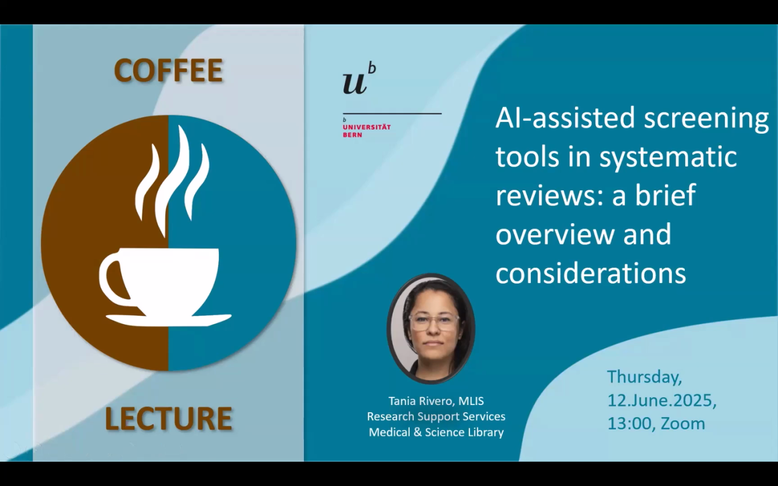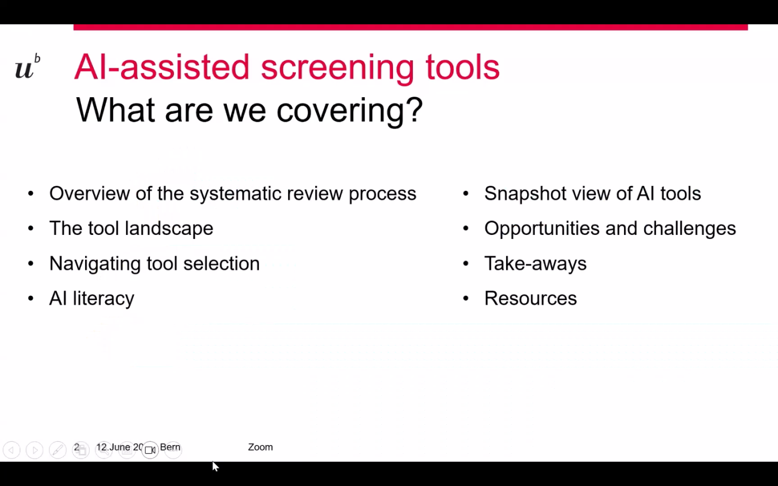The topic is AI-assisted screening tools and systematic reviews: a brief overview and considerations. What we'll be covering today: we'll go over the systematic review process, take a look at the tool landscape, how to navigate tool selection, a note regarding AI literacy, a snapshot of some of the AI tools used for screening, a brief note on the current opportunities and challenges, takeaways, and resources.